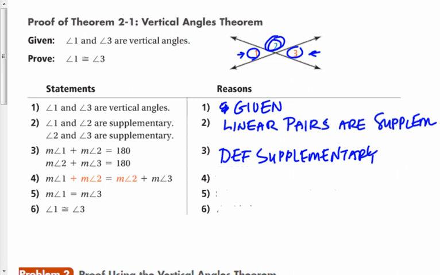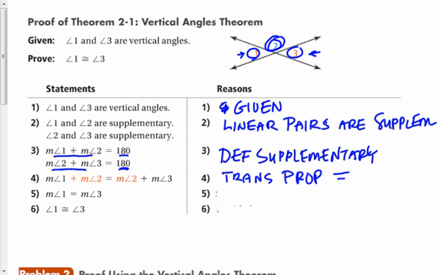And then we can now say that the measure of angle 1 plus the measure of angle 2 equals the measure of angle 2 plus the measure of angle 3. And you can see that this equals 180 and this equals 180. So by the transitive property of equality, we get measure of angle 1 plus measure of angle 2 equals measure of angle 2 plus measure of angle 3.